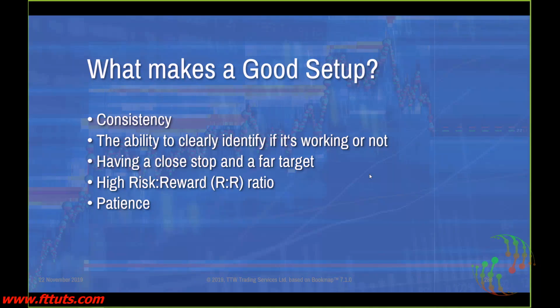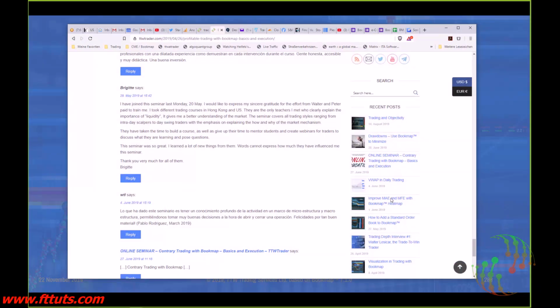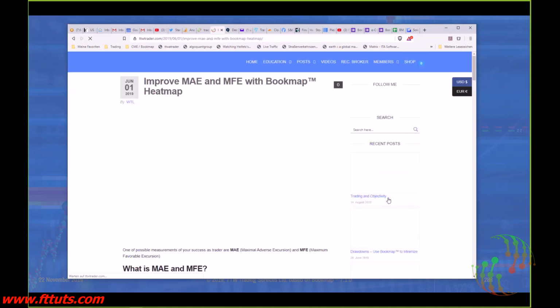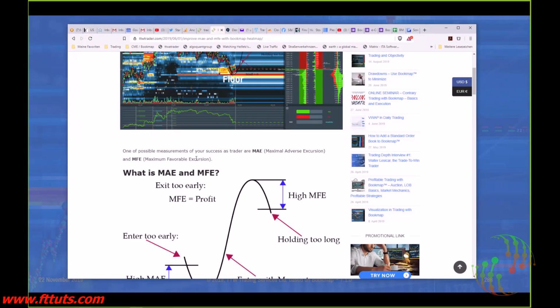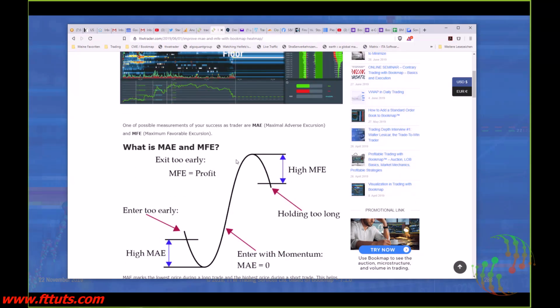Having a close stop and a far target, that's what I would like, or that's my goal, because if you are going to think about this MAE and MFE, it's an excellent measurement for successful trading. If you are doing statistics with your trades, I'm sure you have it already in your trading style, that you have to measure your maximal adverse excursion and maximum favorable excursion.